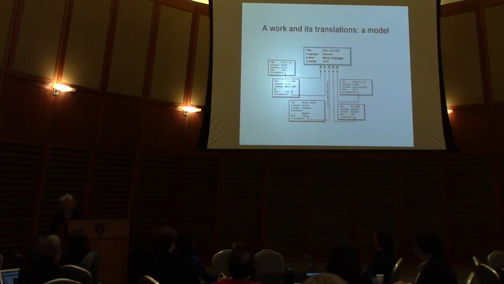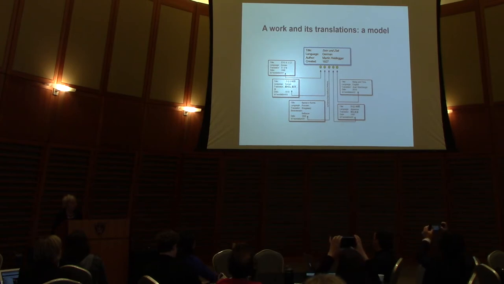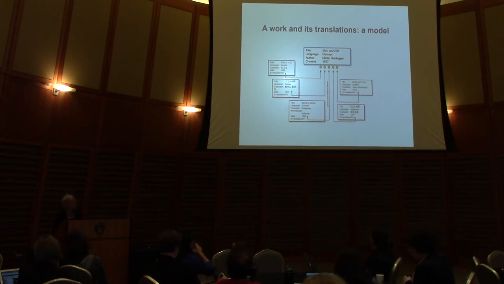So this is the model we use to represent works and their associated translations. This is Martin Heidegger's Sein und Zeit, first published in German in 1927, and various translations, all of them associated with the original work with the relationship translation of work. And that's indicated by the red arrows. Now, with these translations, some of them have multiple translations into the same language, so they're differentiated by the translator.